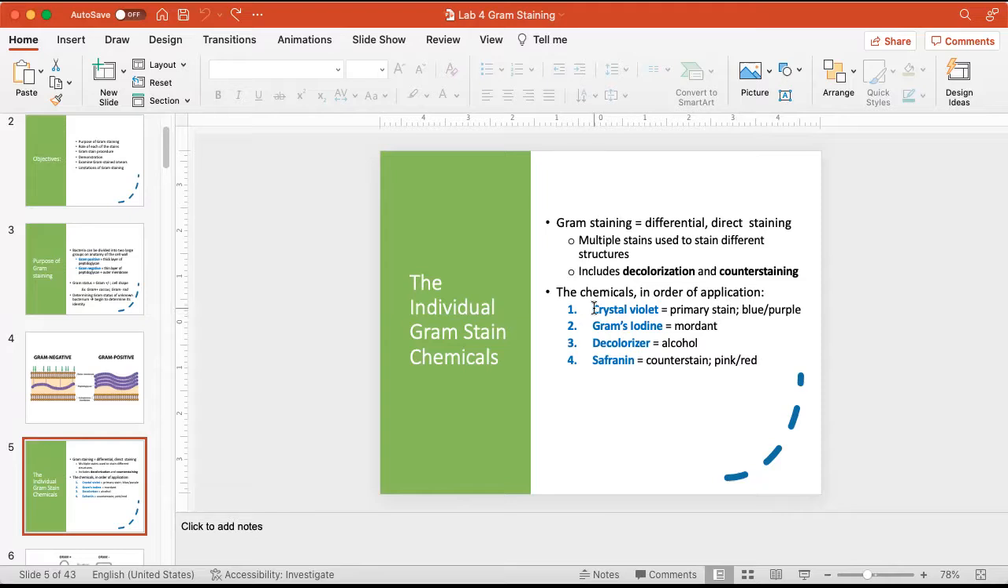Then we're going to rinse that off, and we're going to apply something called gram's iodine. Now, this is not pure iodine. This is a modified iodine, hence gram's iodine. And it's used in this procedure as something called a mordant.